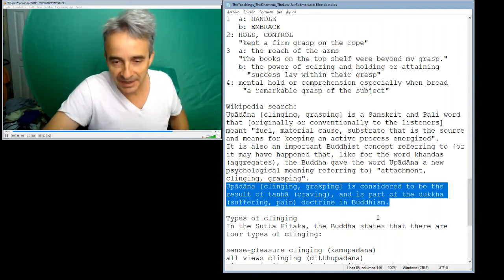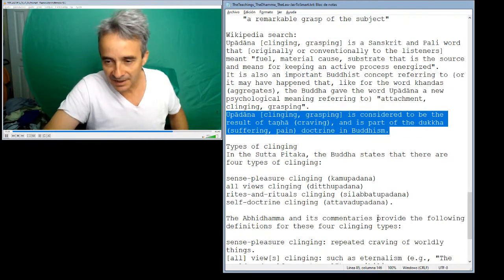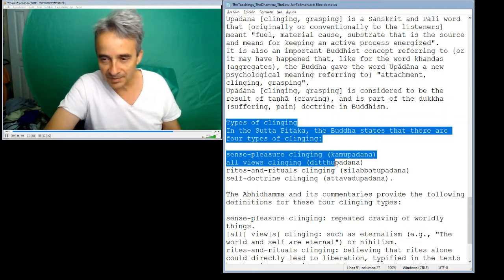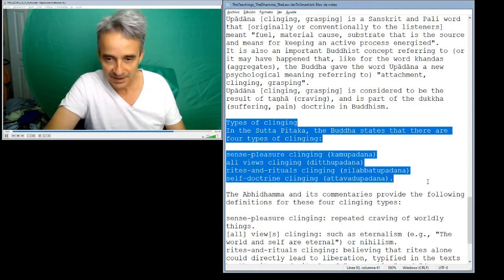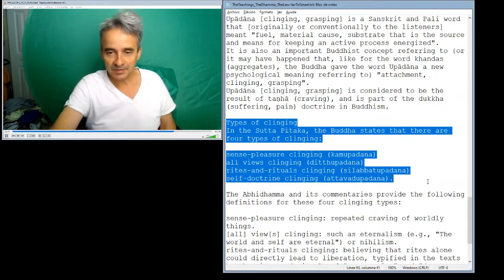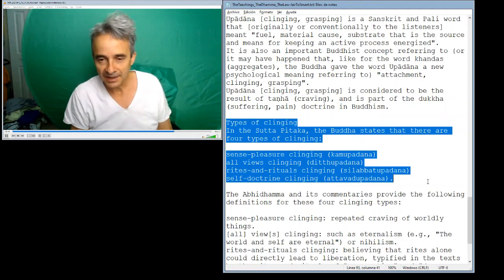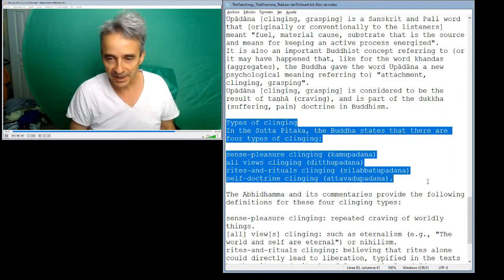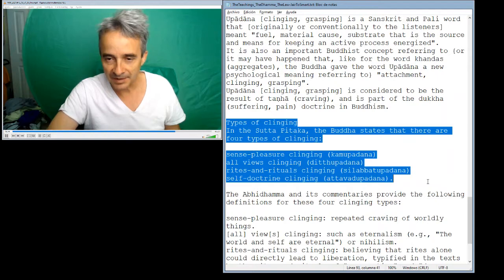So the types of clinging, there's 4 types. In the Sutta Pitaka, the Buddha states that there are 4 types of clinging. Sense pleasure clinging, views clinging, rites and rituals clinging, self-doctrine clinging. The Abhidhamma, in its commentaries, provide the following definitions for those 4 clinging types.